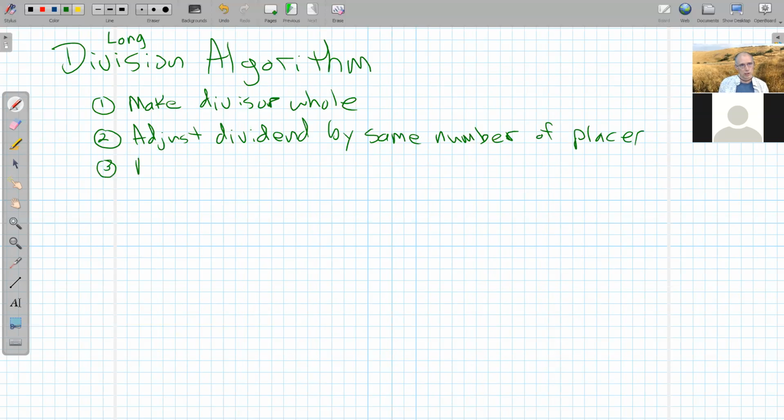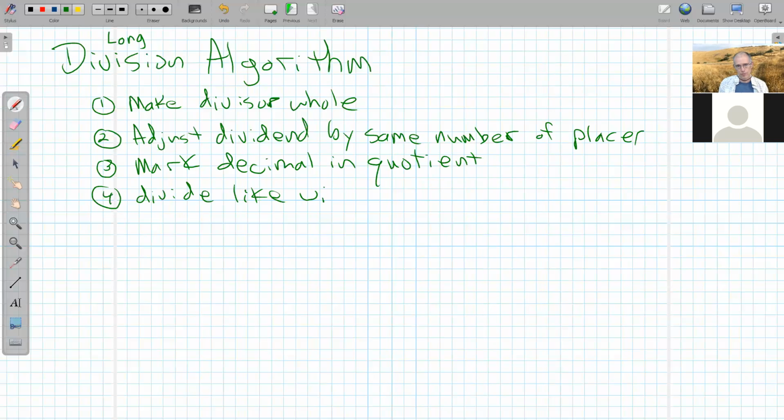Three, we mark the decimal in the quotient. Four, divide like with whole numbers. And there's kind of an extra step there, adding zeros if necessary. Sometimes we need to, sometimes we don't.